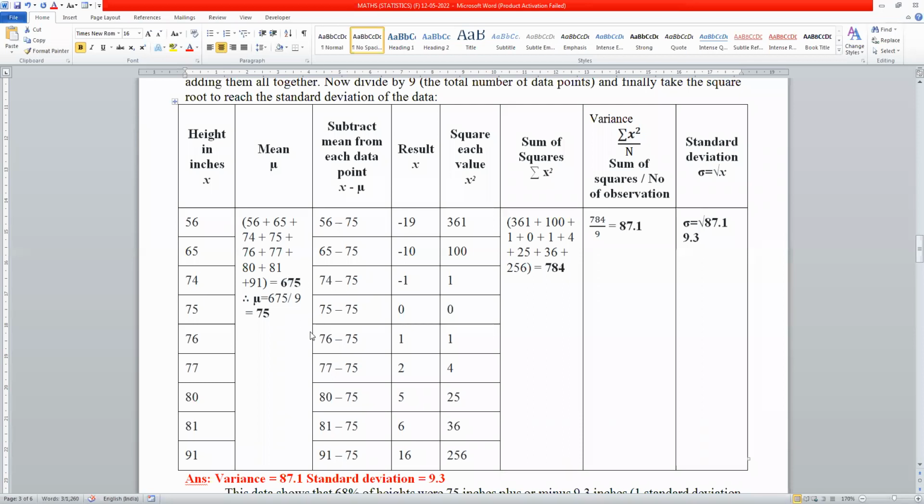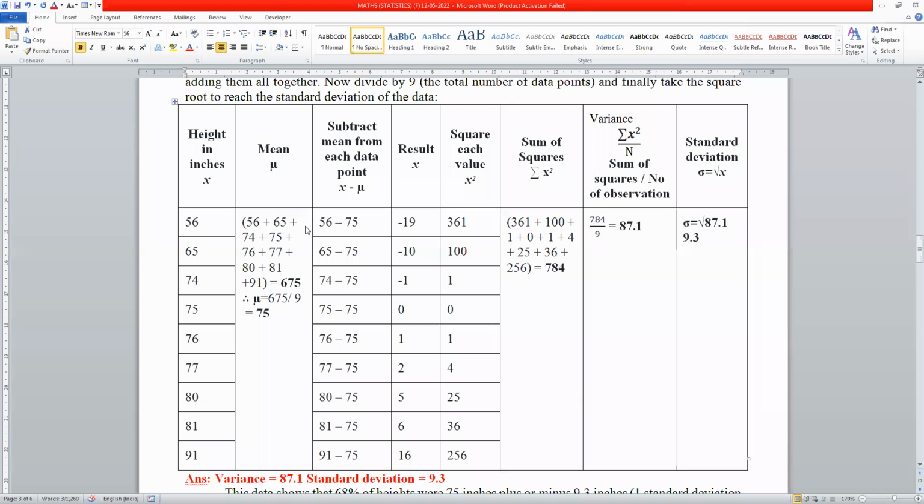How to calculate the mean, which is represented by mu? It is 675 by 9. Why 9? Because there are 9 observations. Then the third step: subtract the mean from each data point. What is the mean? The mean is 75. Subtract the mean from each data point.